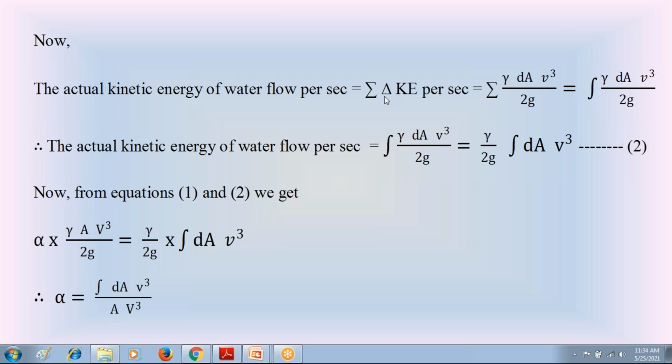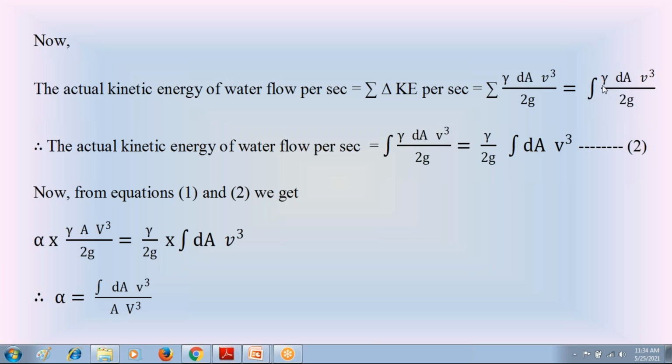For one water layer, delta Ke per second is equal to gamma dA v cube by 2g. Here v is the actual velocity in the water layer, dA is the area of the water layer, and gamma is the unit weight of water. According to mathematics, sigma can also be written as integration. So by using those water layers, we can calculate the actual kinetic energy of water flow per second in the open channel, which is equal to the integration of gamma dA v cube by 2g.